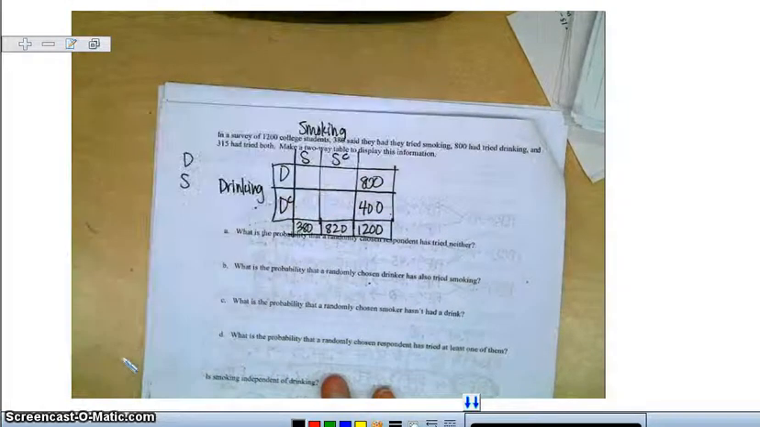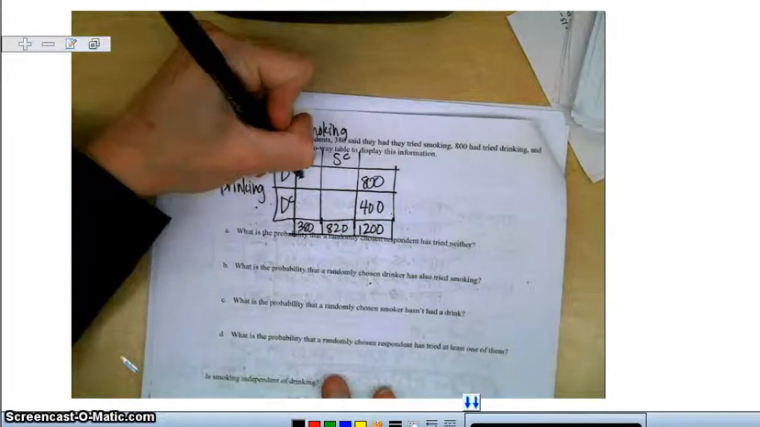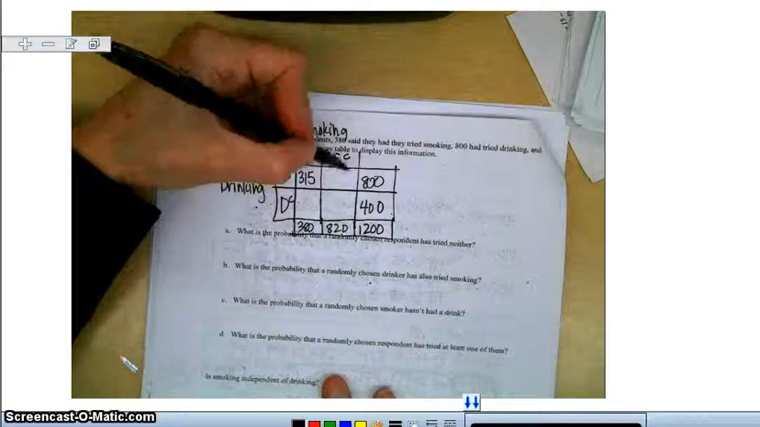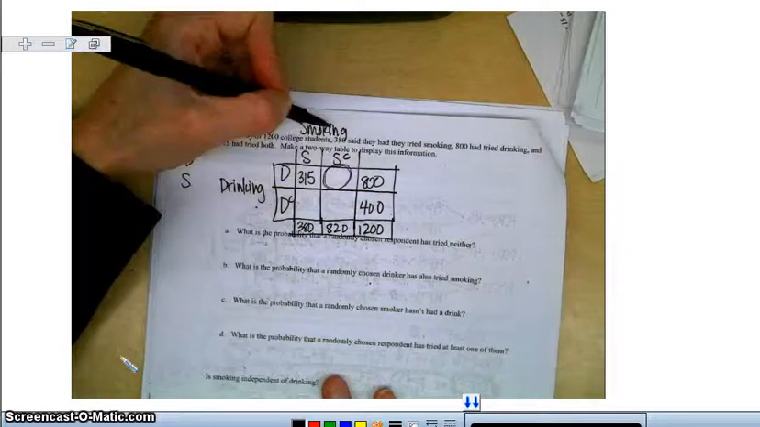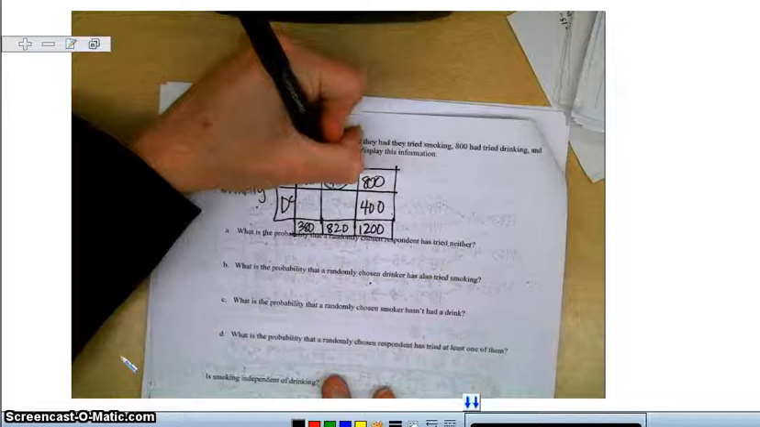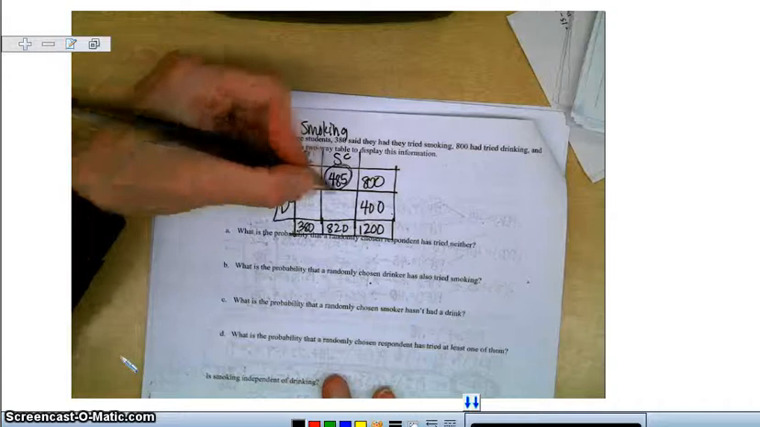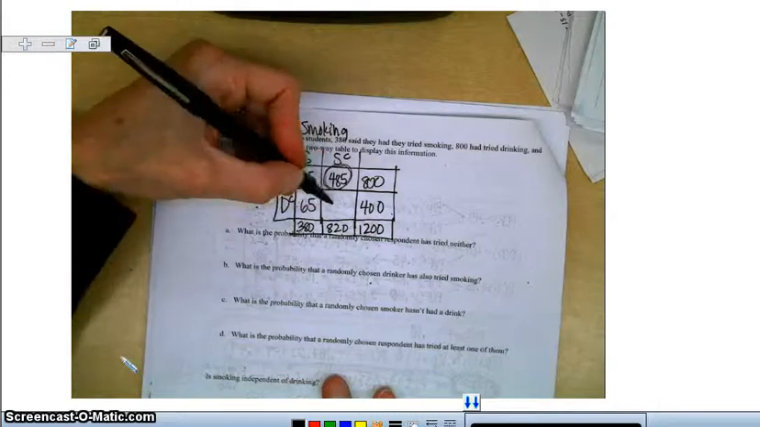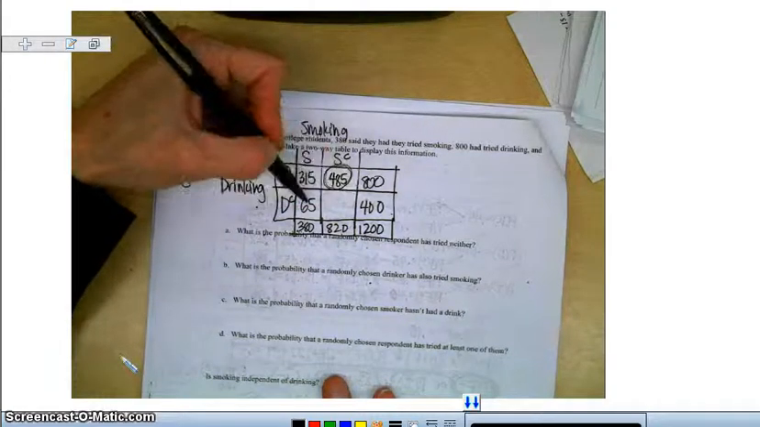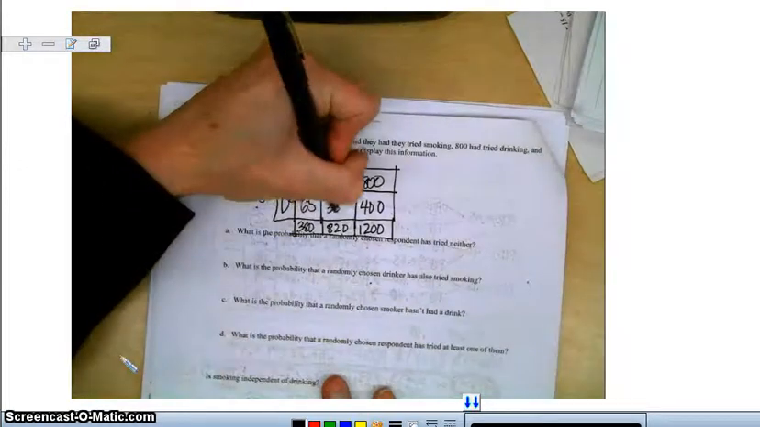And so with our final number, 315, where does that go? Drinking and smoking. So how am I going to get that number? 800 minus 315, that's 485. And then how would I get that number? 380 minus 315 is 65. And I could get this number by taking 400 minus 65 or 820 minus 485. Either way, it's 335.